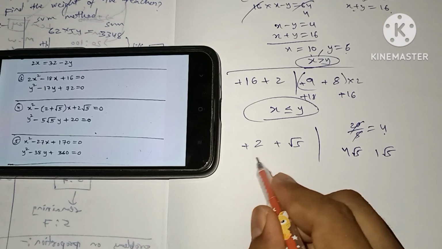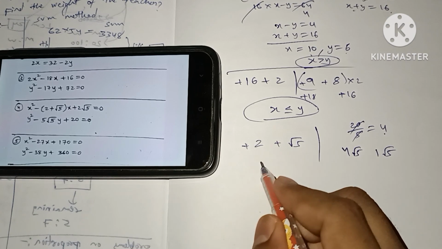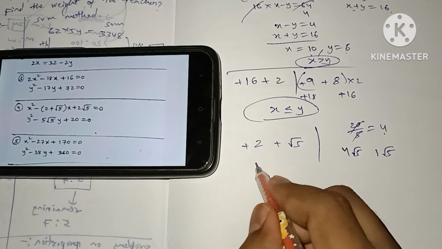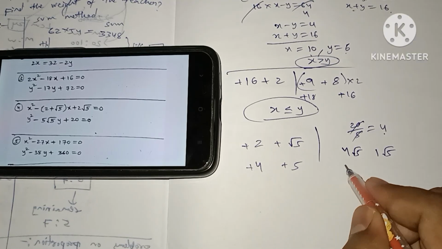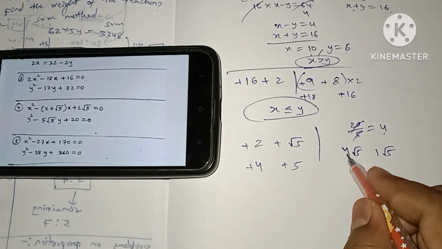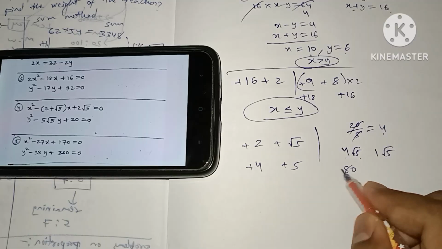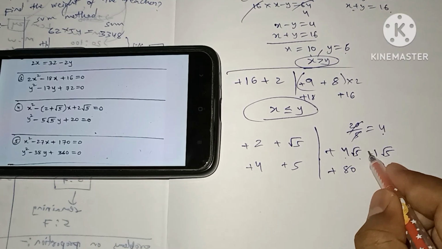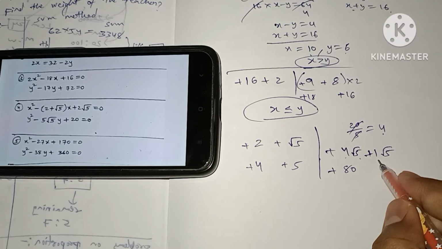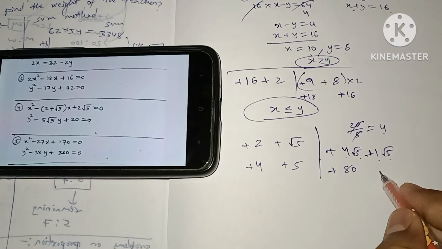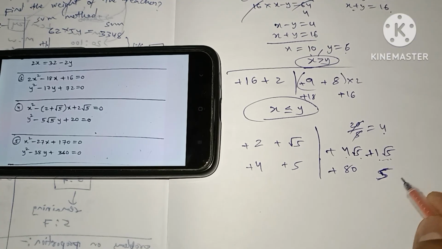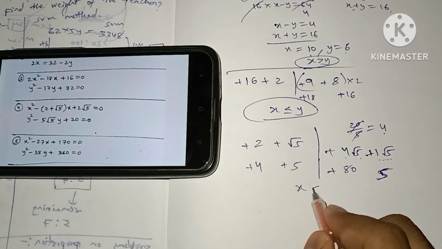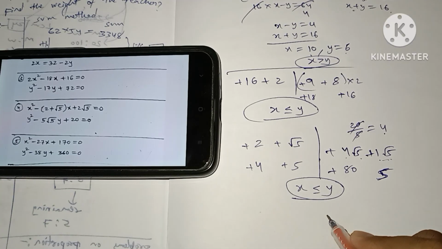Okay, next, now we need to compare this one. Before comparing, we need to square these numbers. 2 squared is 4. This is 5 squared, which means 5. This squared means 16 times 5, which is 80, and 1 squared, 1 into root 5 squared, means 5. Now by comparing these two, it is clear that x is less than or equal to y.